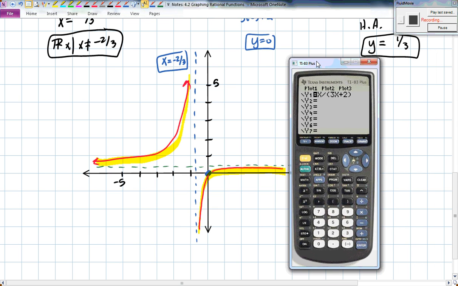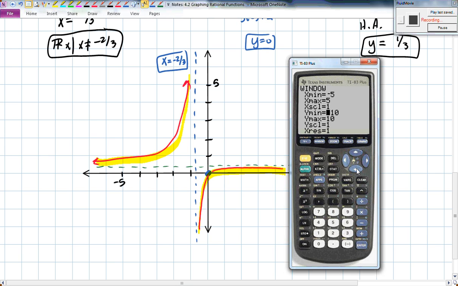All right, we got it in there. Here's what we do. Hit Zoom 6. All right, so here's what we're going to do. Go to your window, please. You guys tell me, what's the lowest x value I have on my scale? -5. Great. What's the highest x value I have on my scale? 5. Very good. And what are we going by? What's our increments? We're going by ones.